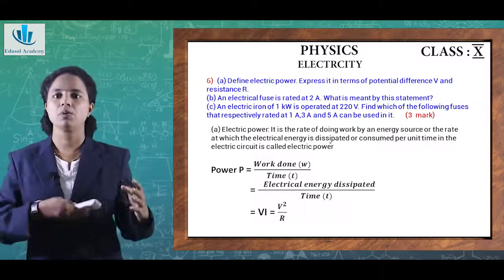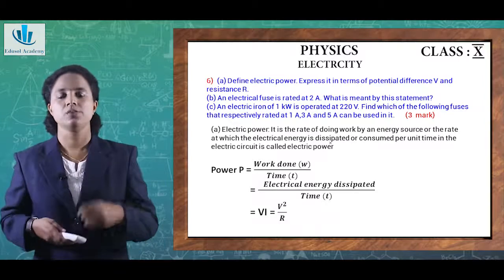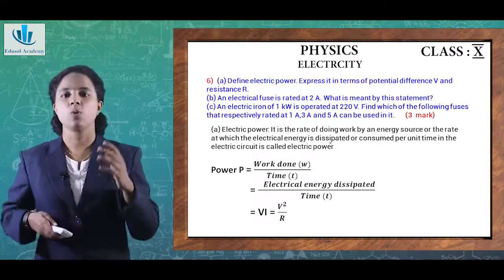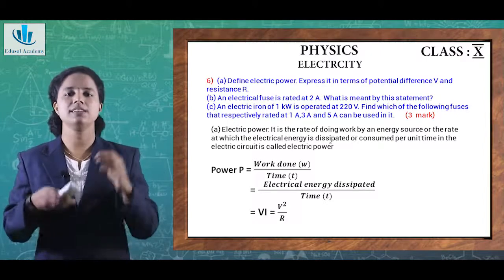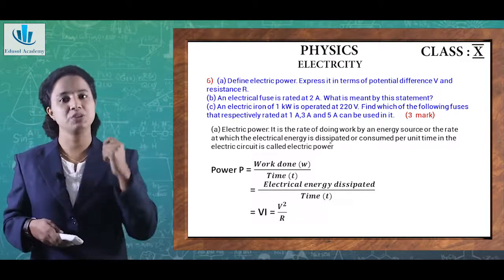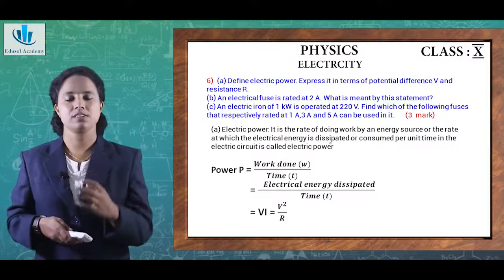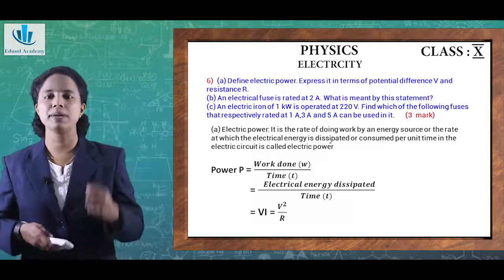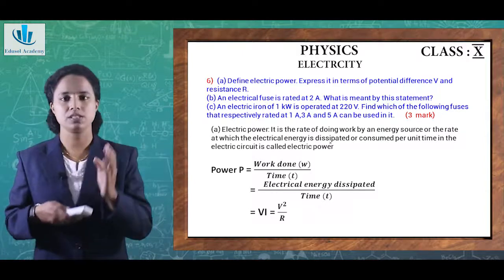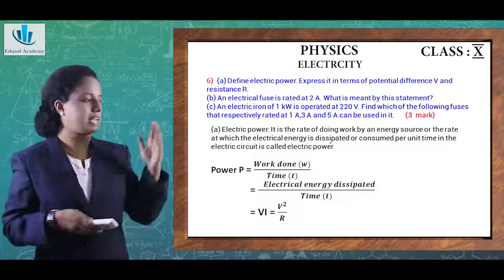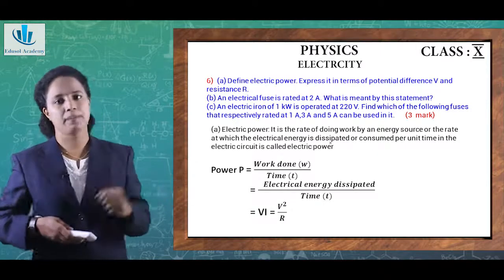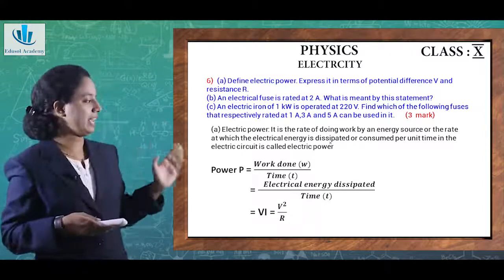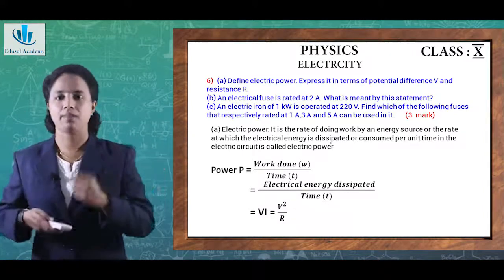We know power is the rate of doing work. So electric power means the rate of doing work by an energy source, or the rate at which electrical energy is dissipated or consumed per unit time in an electric circuit, which is termed as electric power. So power P is work done per unit time, or the same as the electrical energy dissipated per time. So P equals VI or P equals V square by R.